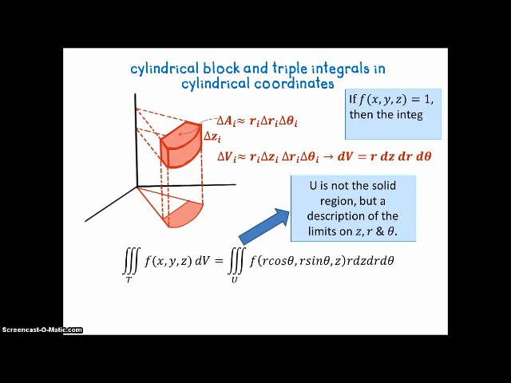Now, if the function of x, y, and z is 1, then as before, the integral will return the volume of the object, the region, T. Notice that we're going to integrate with respect to z first. So that means that your region, your three-dimensional region T, has to be vertically simple for this technique to work.